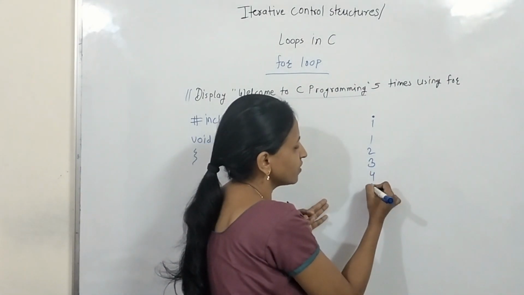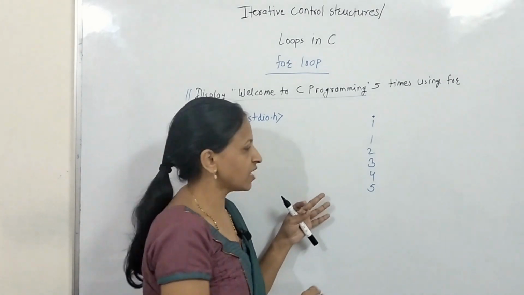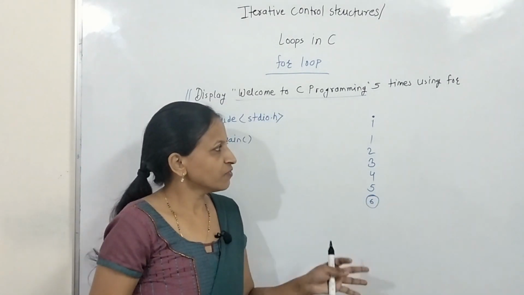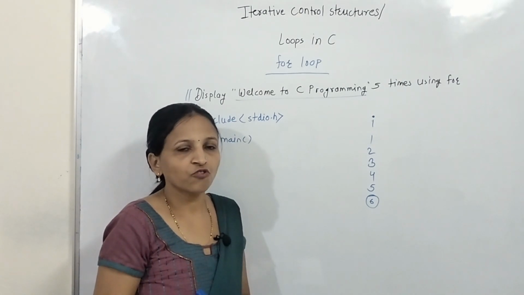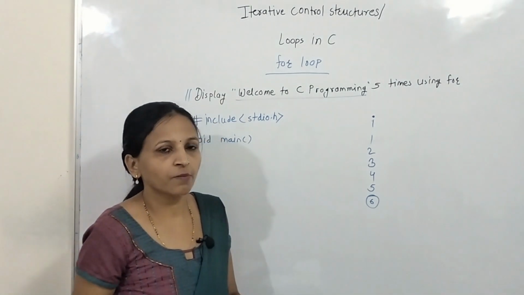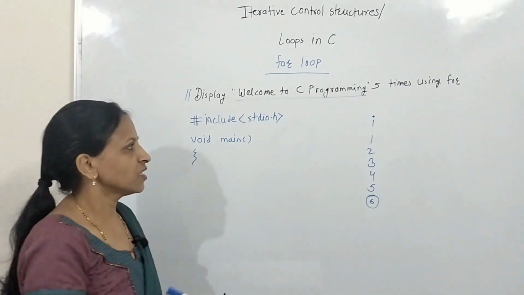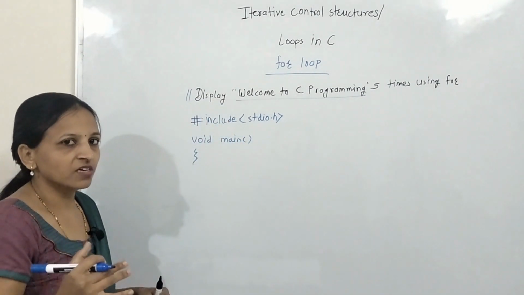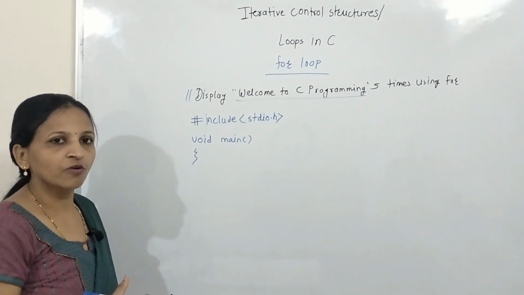When it is 4, we display. When it is 5, we display, and when it becomes 6, we stop. In this way we can write the program for displaying the welcome to C programming message 5 number of times. Now see, the counter will move from 1 to 5 here. Now, how do we do that program with the help of a for loop?